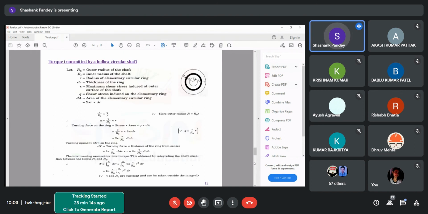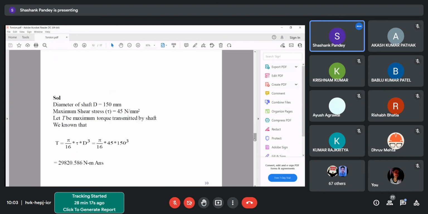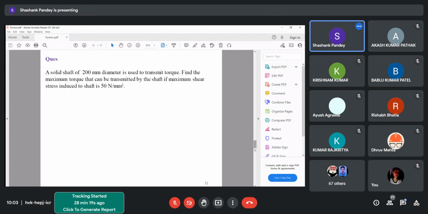If you work on this problem, then, okay, I do not have the answer. You can easily work it out for this problem. All the values are given.